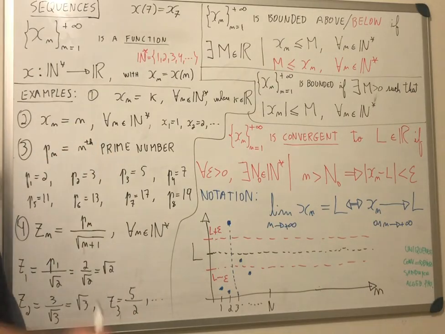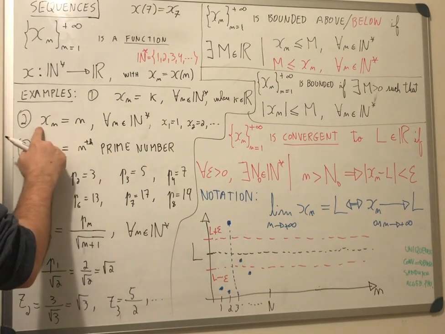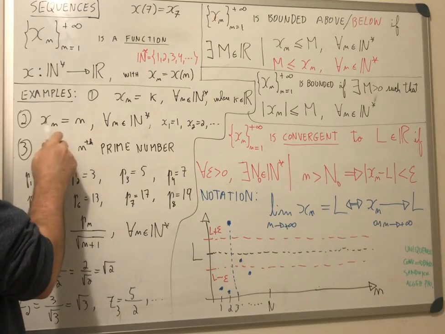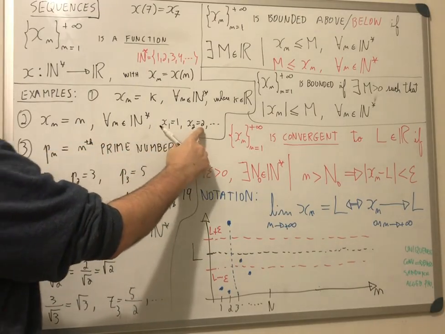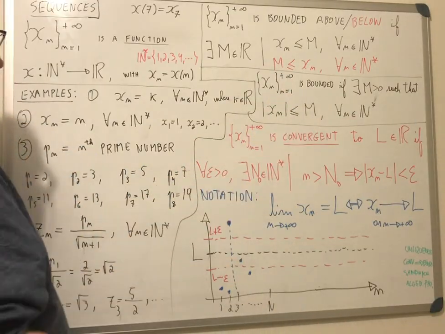So it's the most boring sequence in the world. The second one is x_n equals n. So here x_1 is 1, x_2 is 2, x_3 is 3, and so on and so forth.